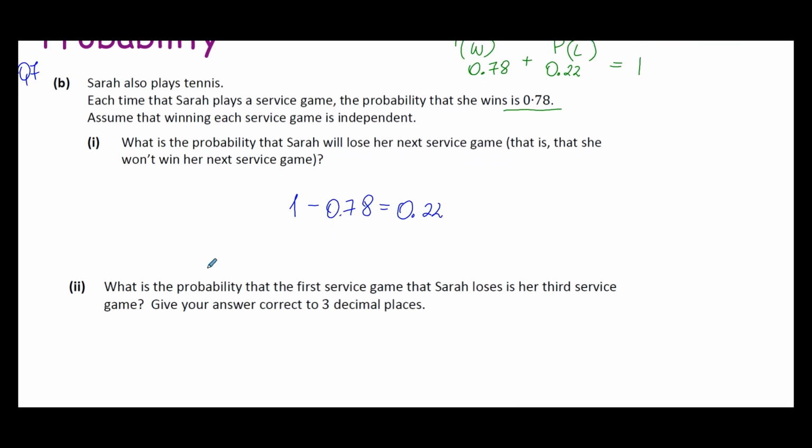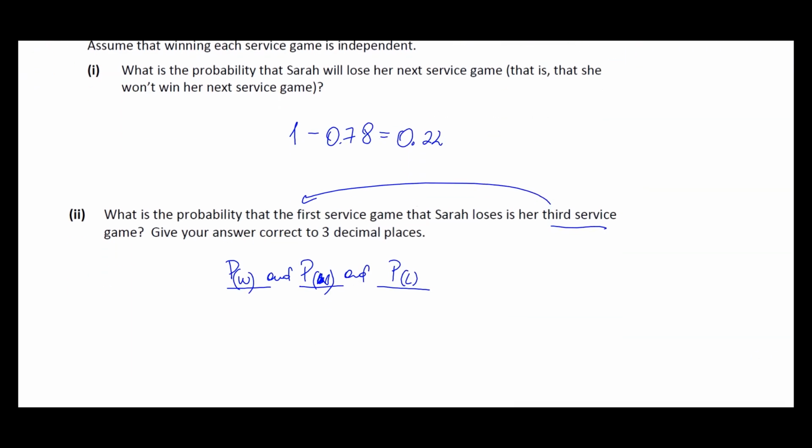Next part. What is the probability that the first service game that Sarah loses is her third? Hold on, is her third service game. So she has third, 1, 2, 3. So what happened here? That the third is the first that she loses. So here she lost. That means that here win and win, W, W, and lose. So that's basically what it is. And we just replace that with our numbers.